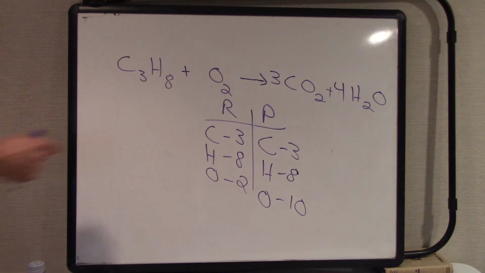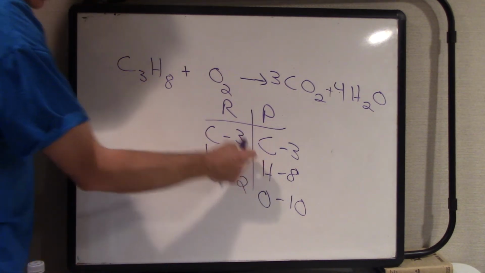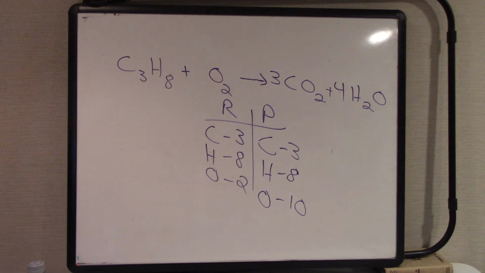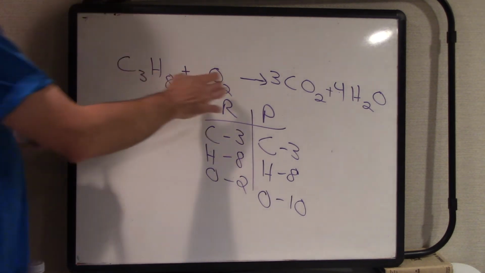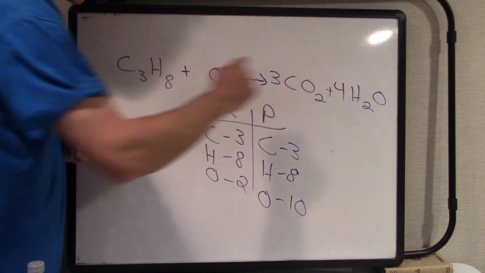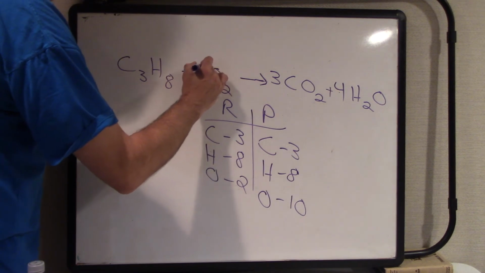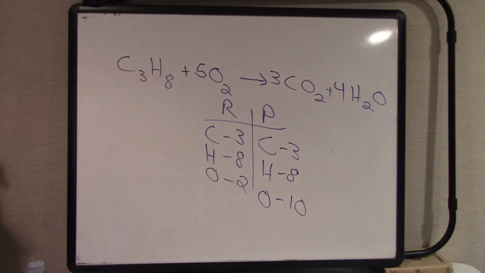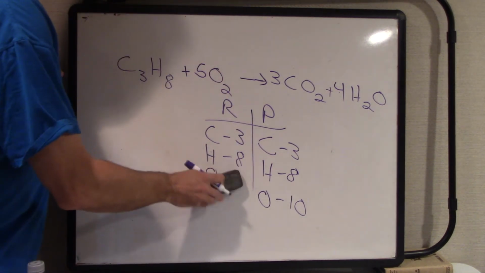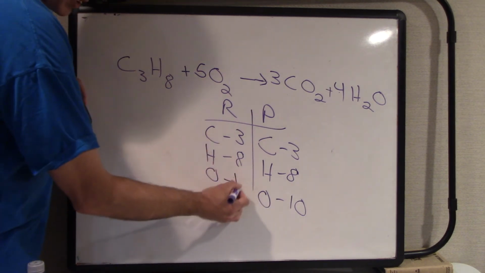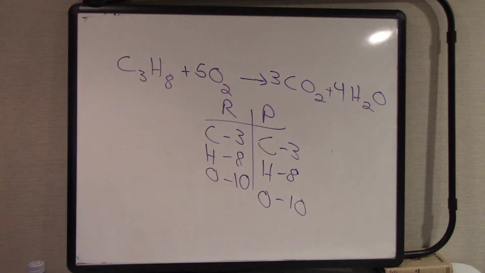Now that I've taken care of the carbons and the hydrogens, it's now time to deal with the oxygen. Remember, I saved the oxygen till the very end because it appeared in the most different number of locations. 2 on the reactant side, 10 on the product side. I can fix that. How can I fix that? I can fix that with a 5 out here. That's going to change the number of oxygens that I'm dealing with to 10.